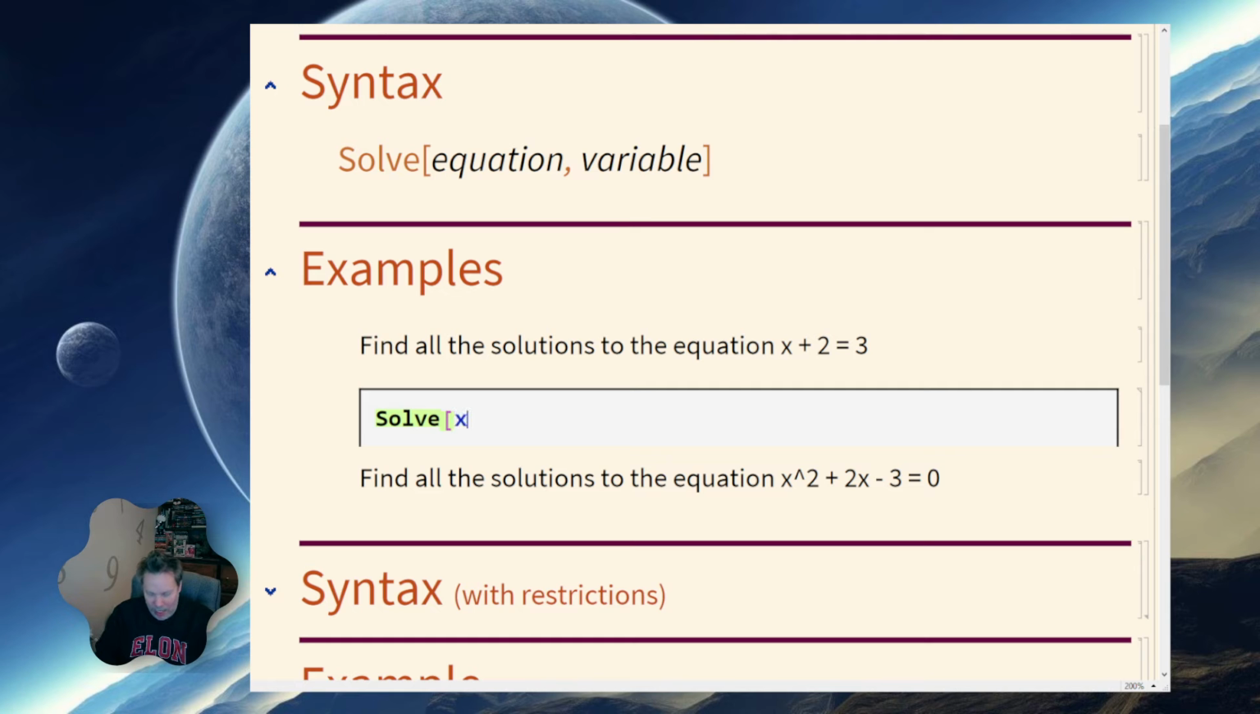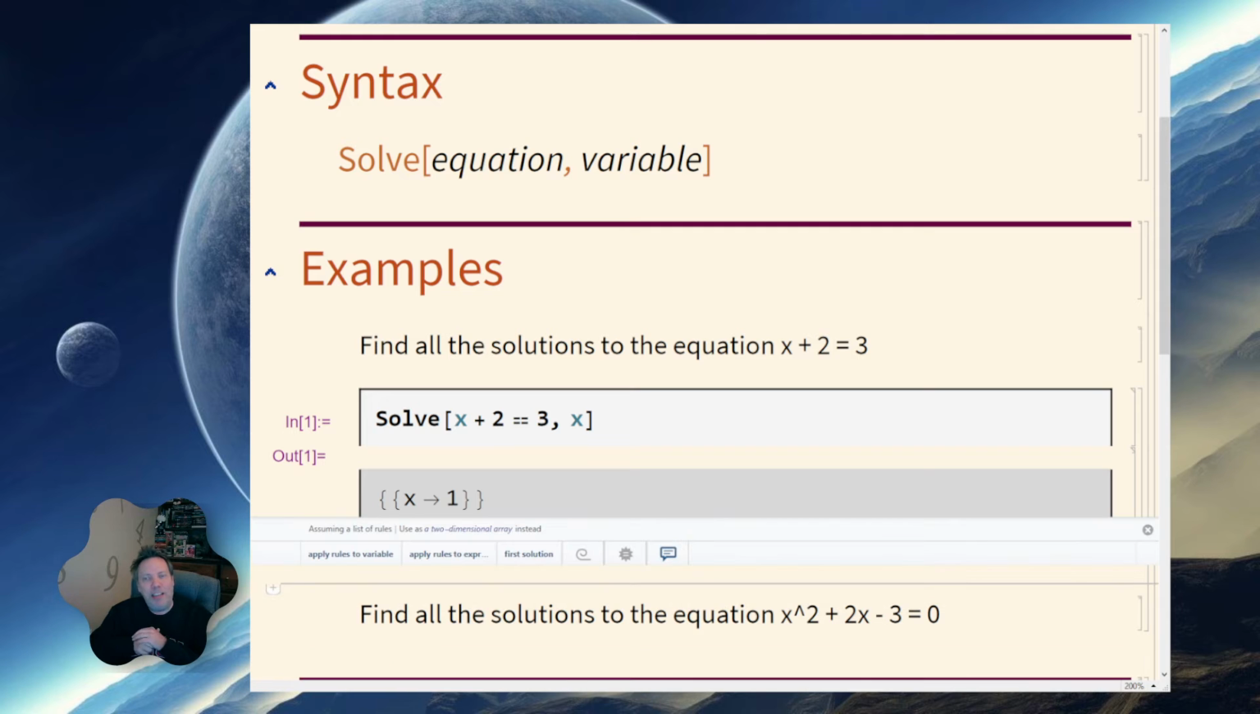The equation x plus 2, and here is the thing that we really have to pay attention to. Not just a single equal sign, it has to be a double equal sign. It must be a double equal sign in a Solve command. So double equal sign 3. And then I'm going to put in the variable, which in this case is x. I'm going to do a Shift Enter, and we get x equals 1.